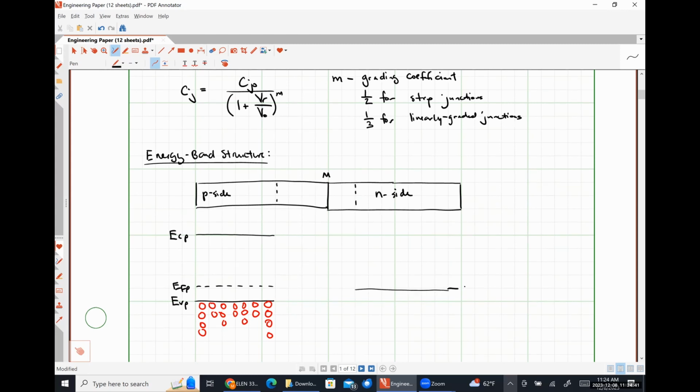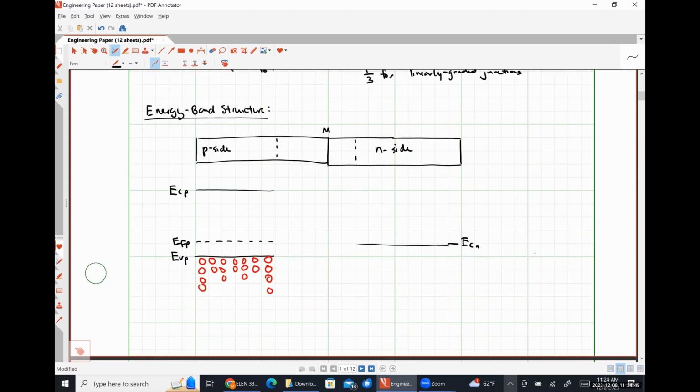So this will be ECN. Here will be EVN. And somewhere around here will be the Fermi level for the N side of the crystal.